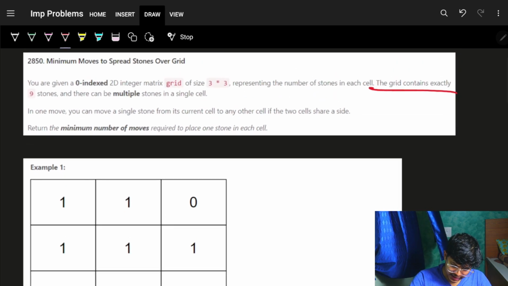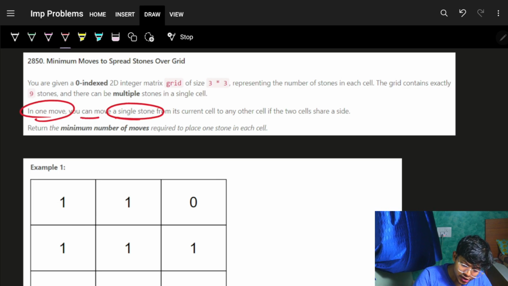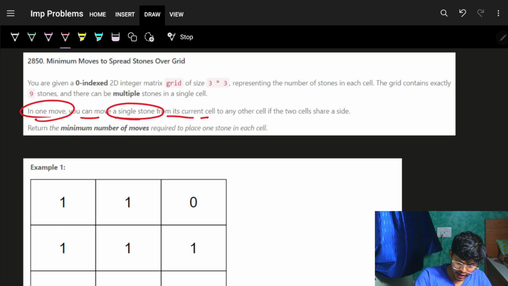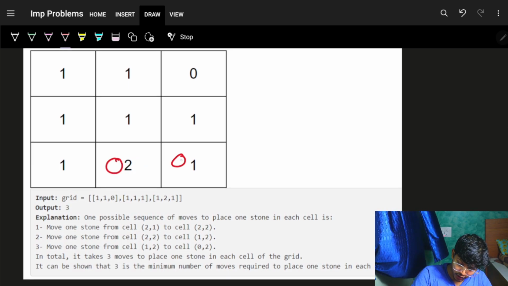Cool. So when that is done, and also the picture, in one move I can move a single stone from its current cell to any other cell if the two cells share a side, which means that if I have 2 stones here, this and this, I can move this stone here. Now again, it already had 1 stone, right? It already had 1 stone.